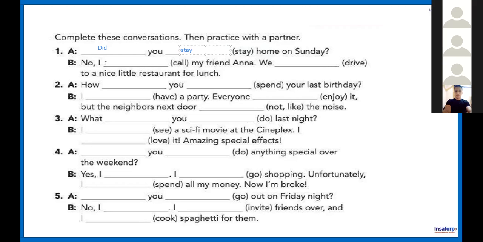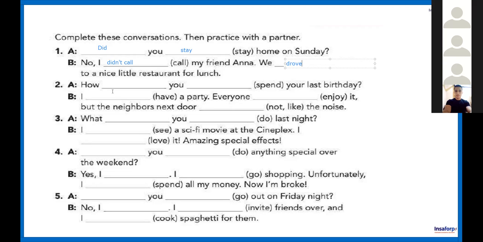What about B? ¿Cómo nos quedaría? How would you do it, Jolman? La siguiente. It says no, right? No. No, I didn't call. And that's right. No, I didn't call, so, right? My friend Anna. Okay, then we have we drive. We drove. Right? We drove, right. Okay, thank you, gentlemen.